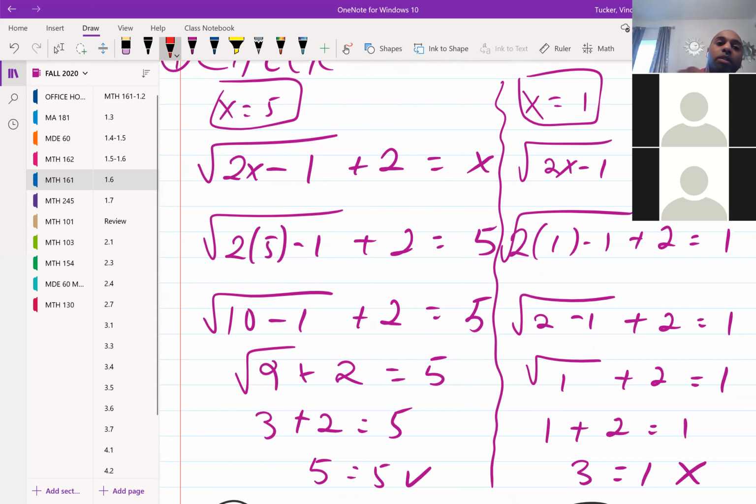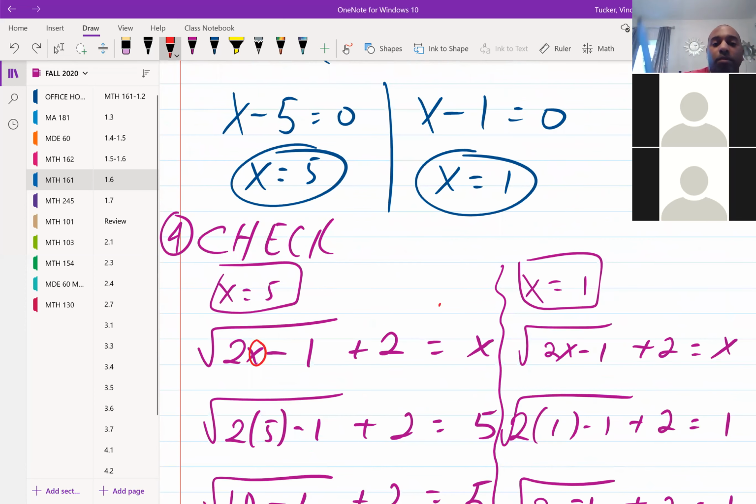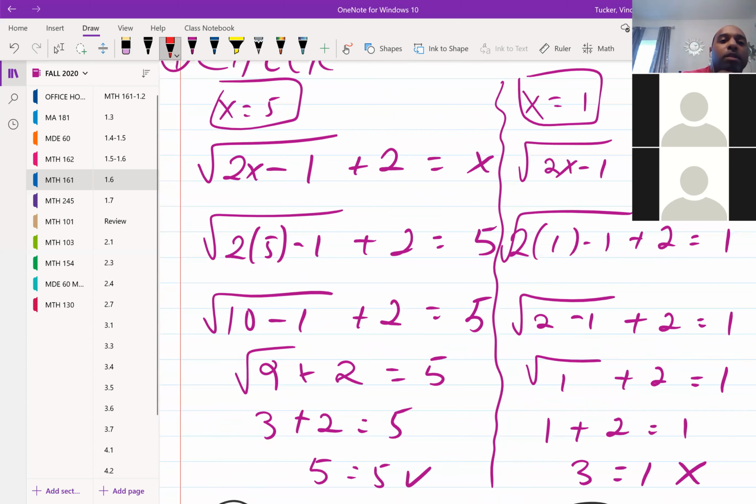Does not work. So, let me go back. There you go. So x equal to 5 is our only solution.